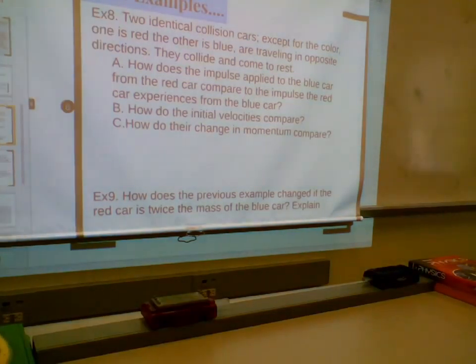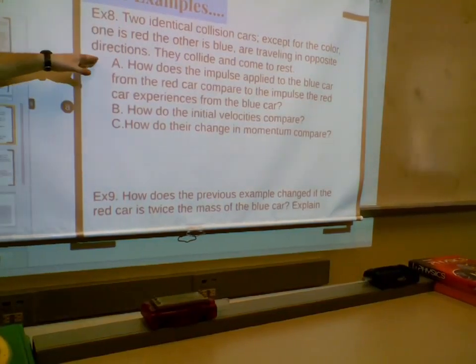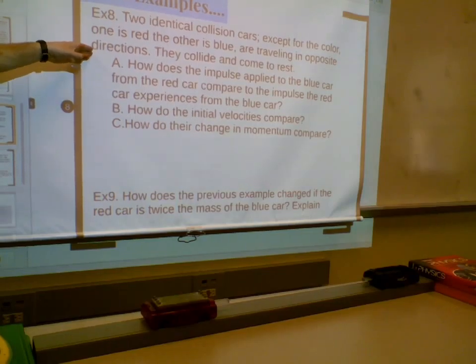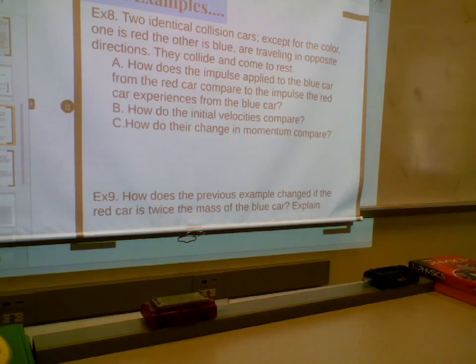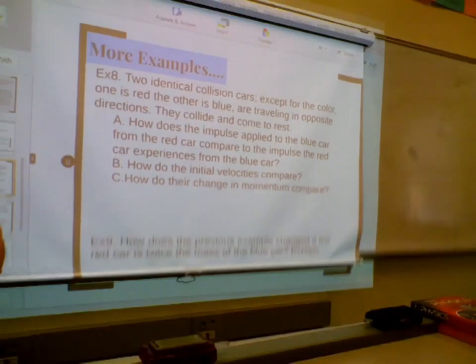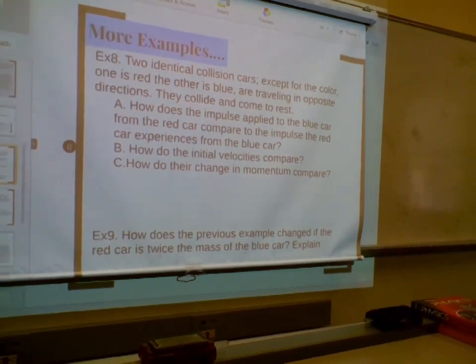So, talking about these questions. How does the impulse from the blue car and red car compare to each other? Equal and opposite. Good. B. How do the initial velocities compare? Well, if their masses are the same and they hit and stop, we know their initial velocities had to have been equal, because the change in momentum is the same.